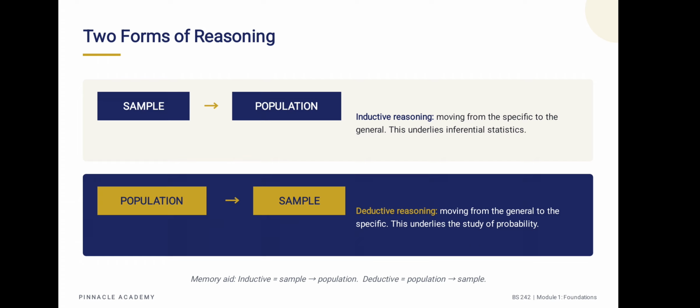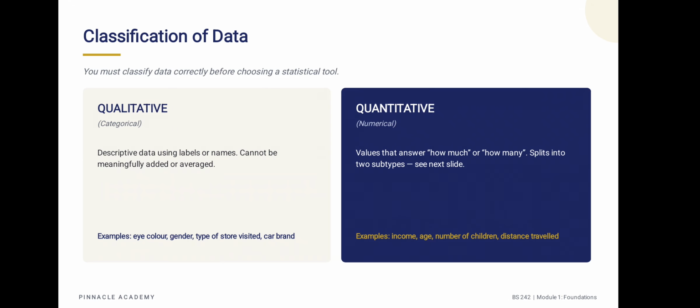So here's a simple way to remember this for your exams. Inductive reasoning, sample up to population, that's inference. Deductive reasoning is the population down to the sample, and that's probability. If you can hold on to that one sentence, you get an easy mark whenever this comes up in any exam paper. Let us now look at the classification of data.